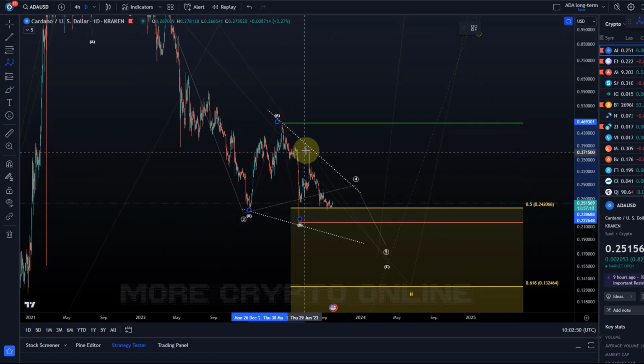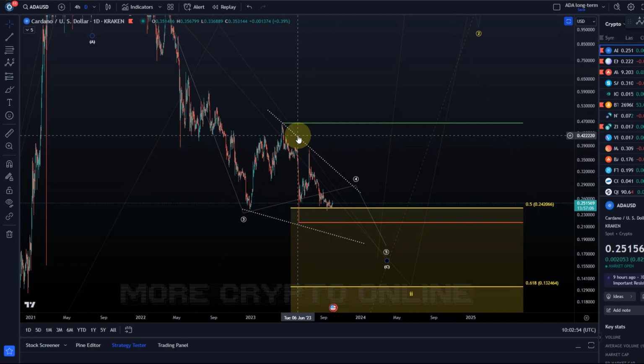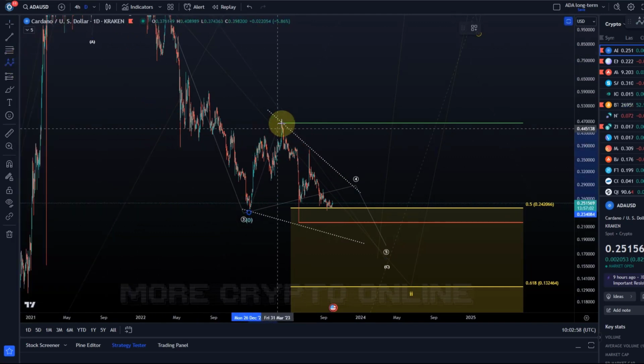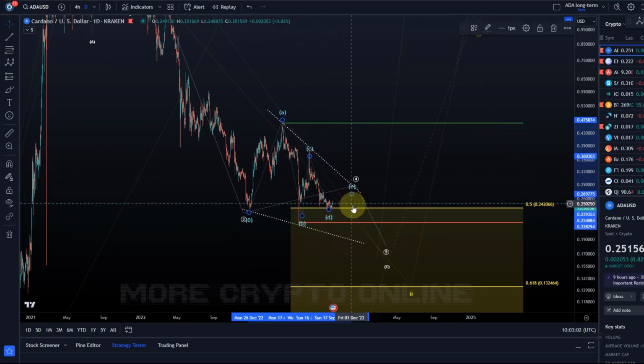A, B, C, D. Oh, wrong pattern. Chose the wrong tool here. A, B, C, D, E. So one more lower high in an E wave would be needed to complete the triangle. If we don't get it, then we are probably in this ending diagonal that I showed you.